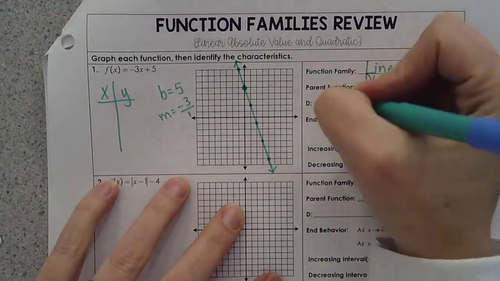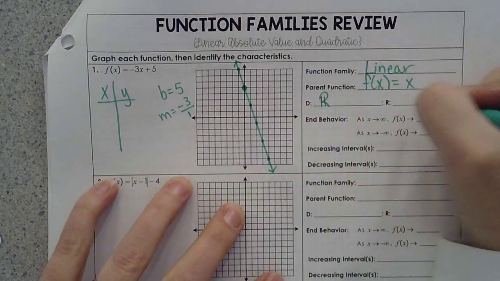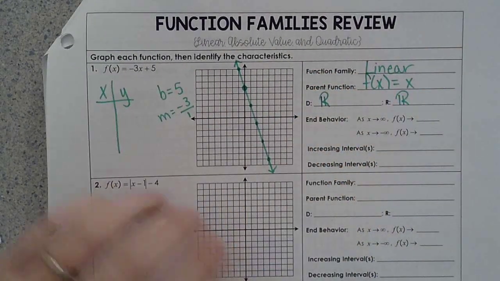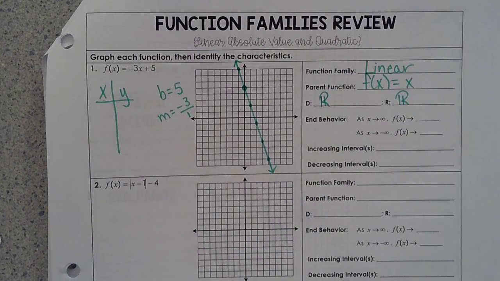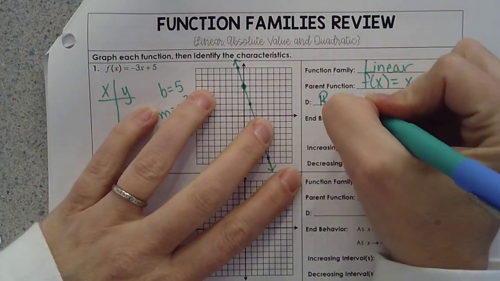My domain and range on this are all real numbers because it goes all the way across and off the graph. It goes left and right forever. It goes up and down forever. All real numbers. Or you could say negative infinity to infinity if you prefer.